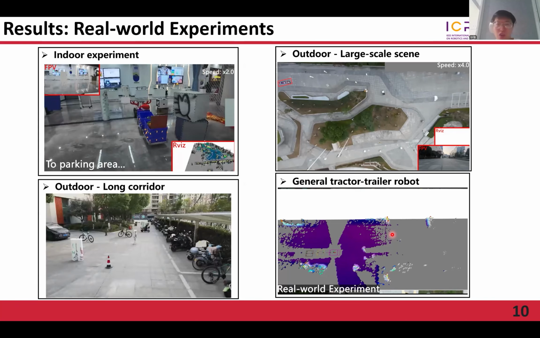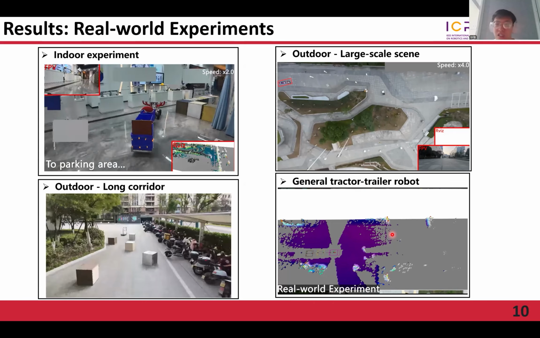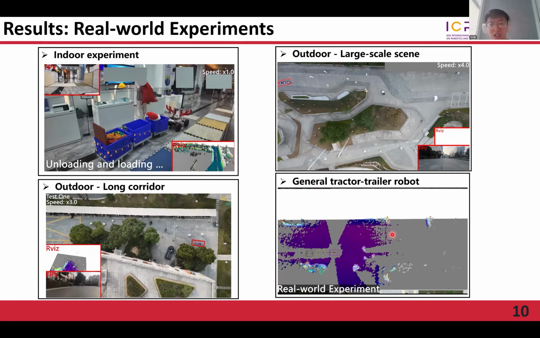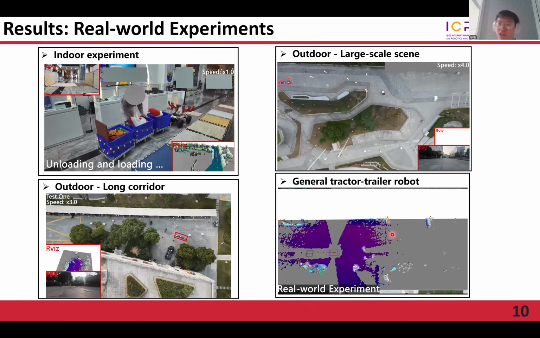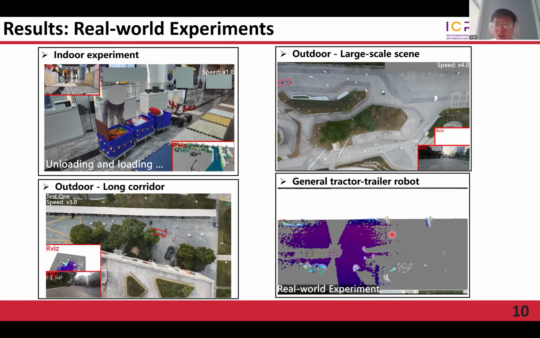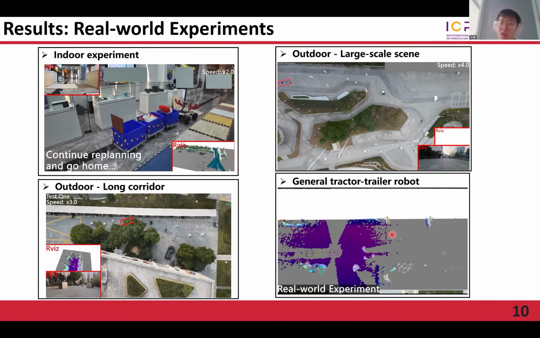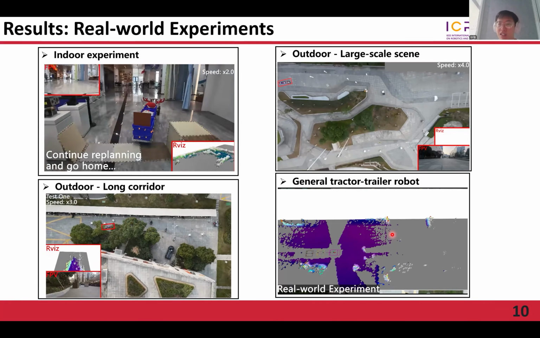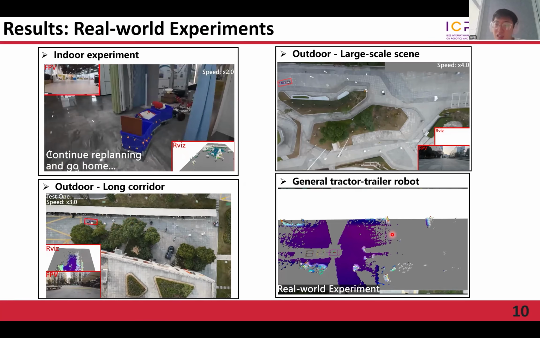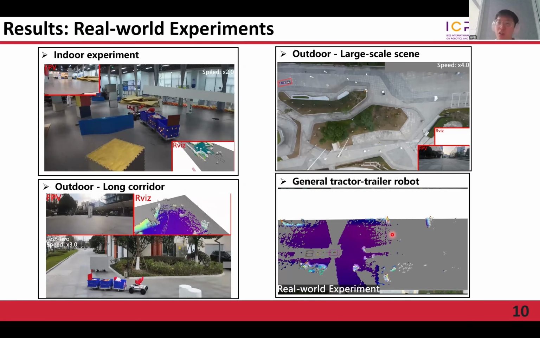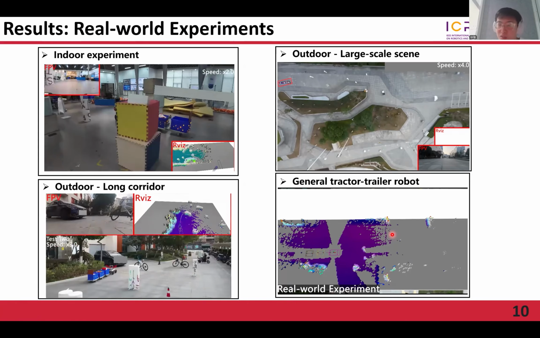The first outdoor scenario is the non-motorized parking area. This environment is filled with different kinds of obstacles, including cube-shaped objects, cylindrical carts, bicycles, and e-bikes. The robot needs to constantly replan to avoid obstacles and traverse these narrow passages.